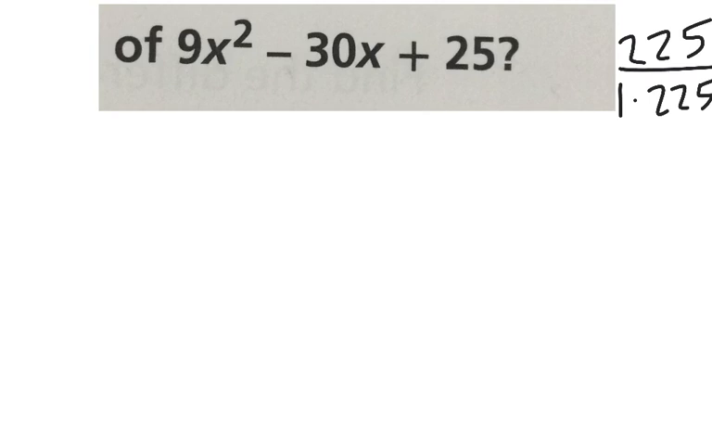I add the digits. 2 plus 2 is 4. 4 plus 5 is 9. Can I divide 9 by 3? Yeah. So I can divide 225 by 3. That's the shortcut for 3.